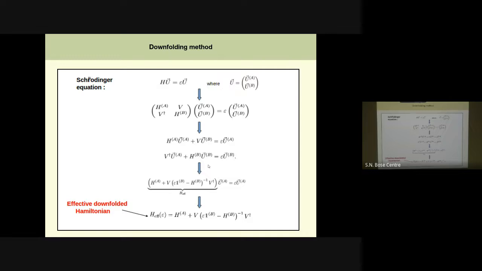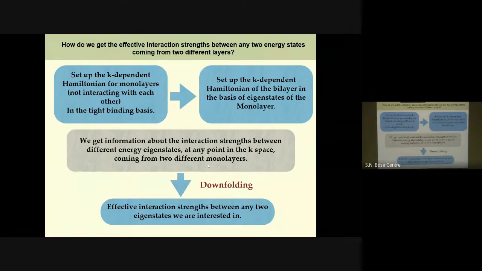So we went about doing this, and how did we go about doing this? For each of the monolayers we set up its Hamiltonian on the tight binding basis, and then we solved for the eigenvalues, and for the bilayer we set up the Hamiltonian in the eigenbasis of the monolayer. Now you see that because only the interlayer interactions are responsible, this is a very sparse Hamiltonian. Then we carry out the downfolding and effectively arrive at the low energy Hamiltonian that we're interested in.